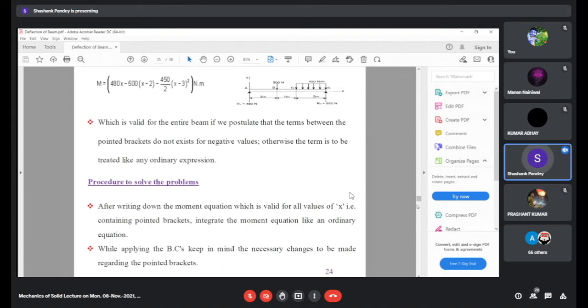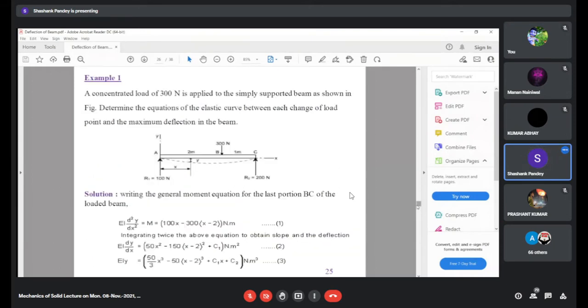So the procedure, as is obvious, is that after writing down the moment equation, which is valid for all values of x and contains pointed brackets, you integrate the moment equation like an ordinary equation. While applying boundary conditions, keep in mind the necessary change to be made regarding the pointed brackets. So let us solve one problem using this Macaulay method.